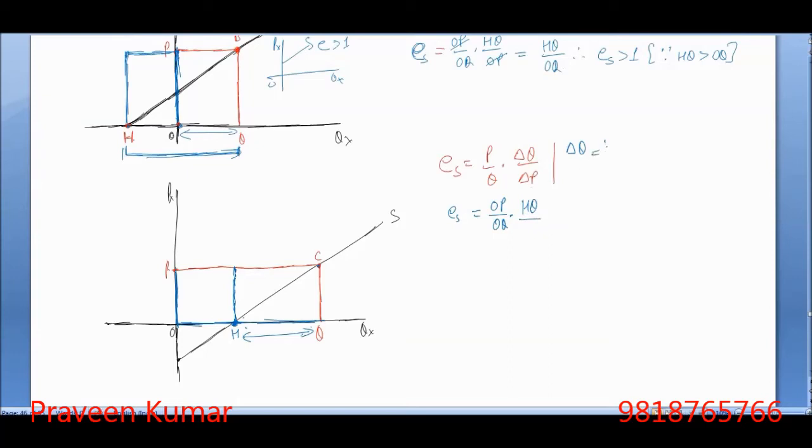And what is delta P? Delta P again is this much, OP. So OP will cancel out, and elasticity of supply would be something like HQ upon OQ. Now we can clearly see the length of HQ is smaller than the OQ. God has given us eyes, and again we saw that HQ is smaller and OQ is bigger, and you can write elasticity of supply is less than 1.